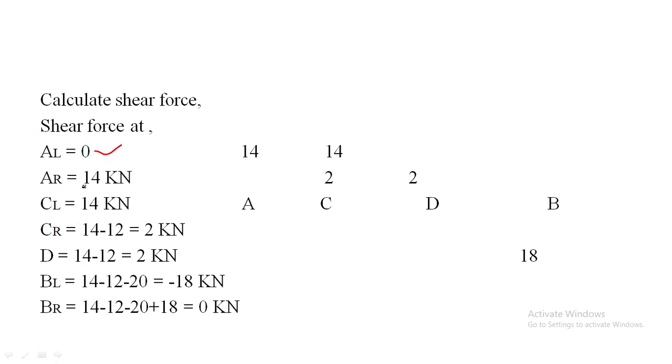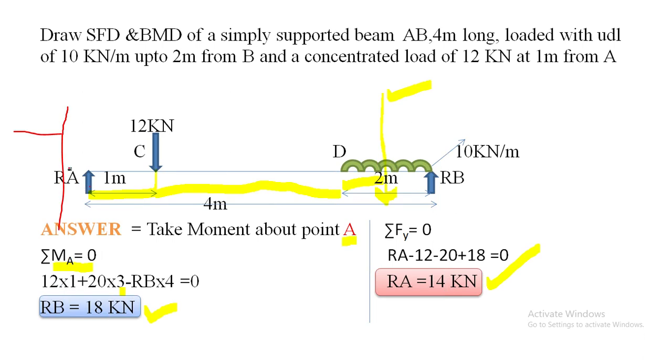A of right is 14 kilonewton, meaning now this section line is drawn right of the A. Suppose this is A point, then you should draw this line here.